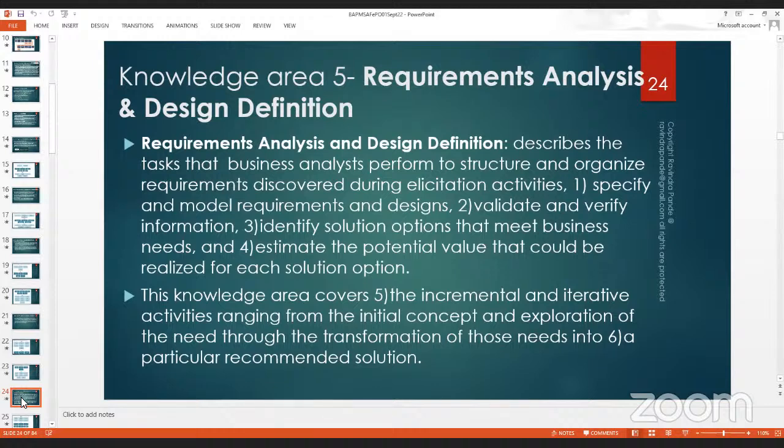Now, let's take a minute and try to understand the fifth knowledge area, called requirement analysis and design definition. There are two things mentioned here: requirement analysis and design definition. This is what, altogether, a business analyst does. But let's try to understand what the different inclusions are. Requirement analysis and design definition describes the tasks that business analysts perform to structure and organize the requirements discovered during the elicitation activities, and specify and model the requirements and design.